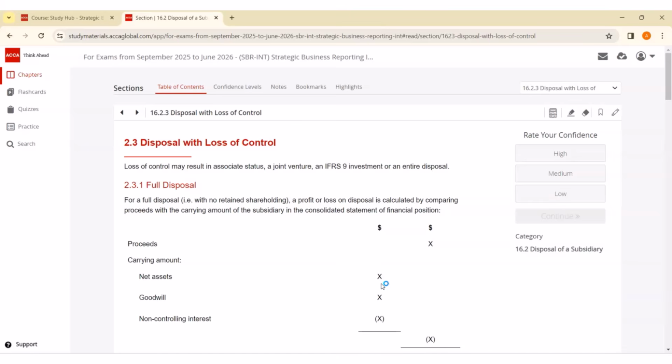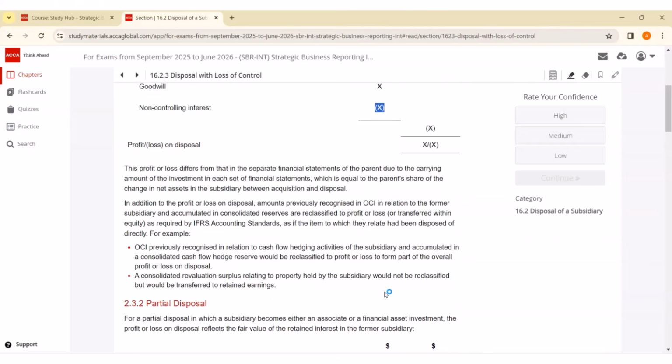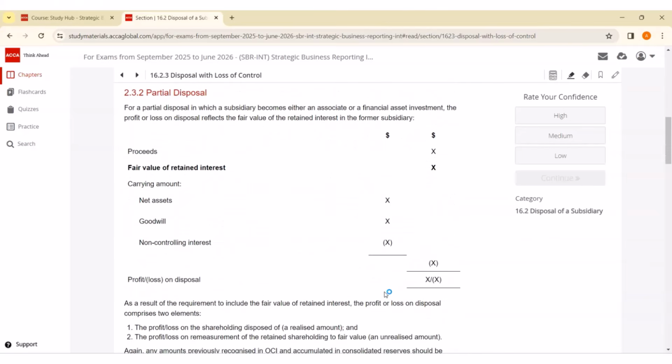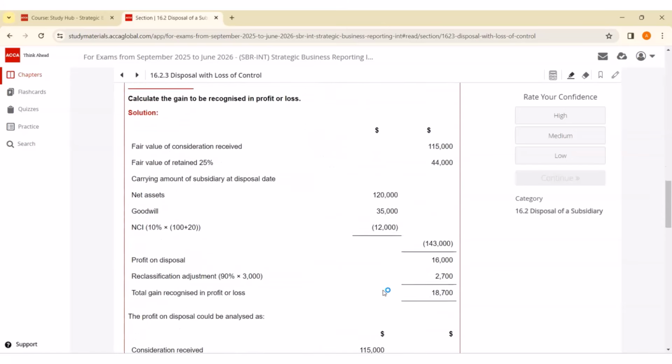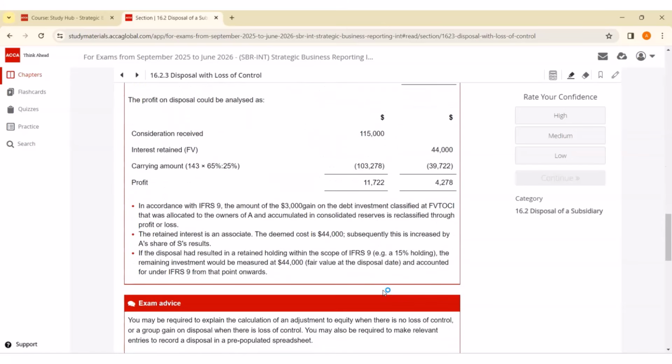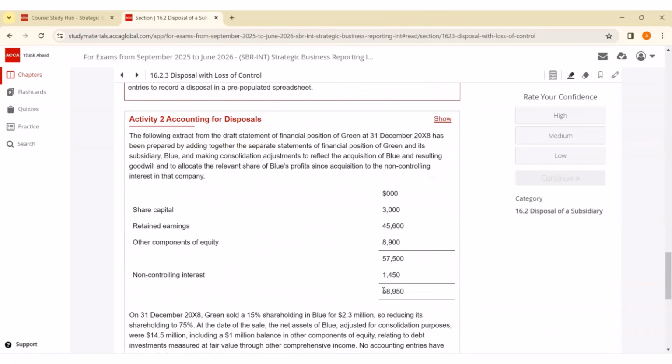For the carrying amount, we are going to see the net assets of the whole company 100%, goodwill of the whole company 100%, and from this we remove the NCI share so that we get the profit or loss on disposal. The same kind of working is going to be done for partial disposal as well. And once this amount has been identified, we are going to show it in the consolidated statement of profit or loss, the profit on disposal or loss on disposal, as well as the profit or loss of the discontinued operation during the year.